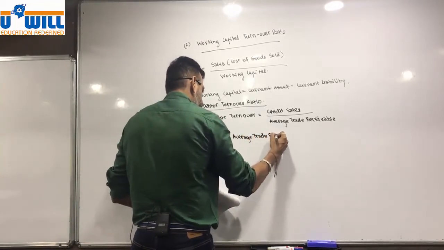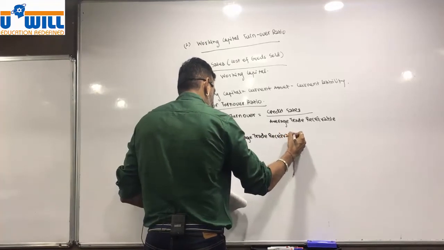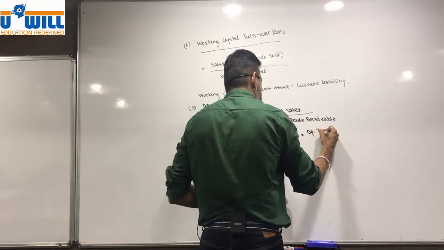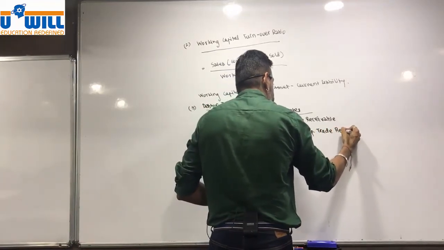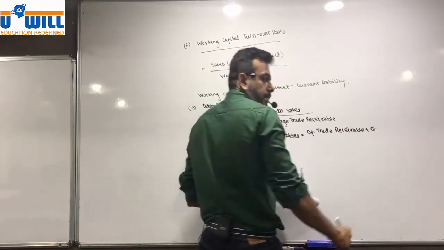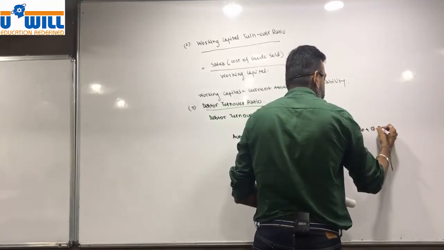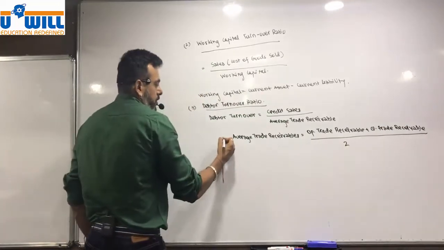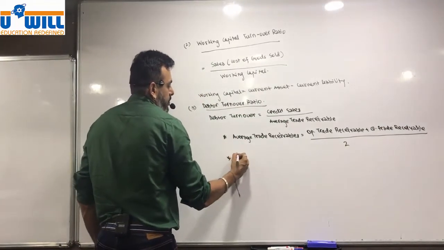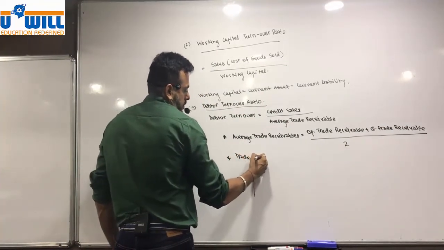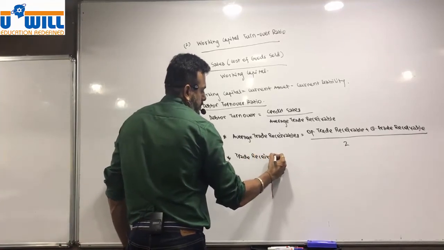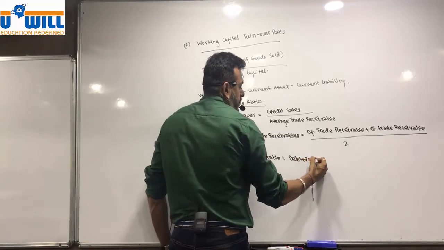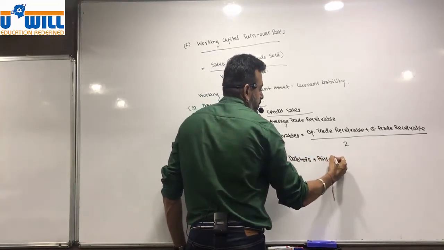is equal to opening trade receivable plus closing trade receivable upon 2. For clarity, I am writing trade receivable. Trade receivable is equal to debtors plus bills receivable.